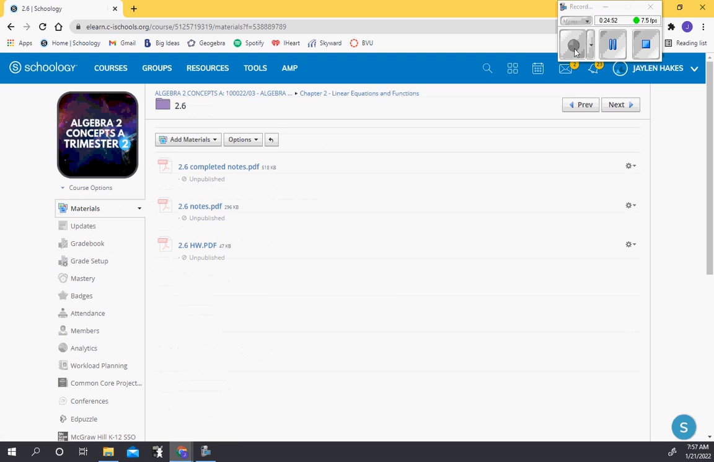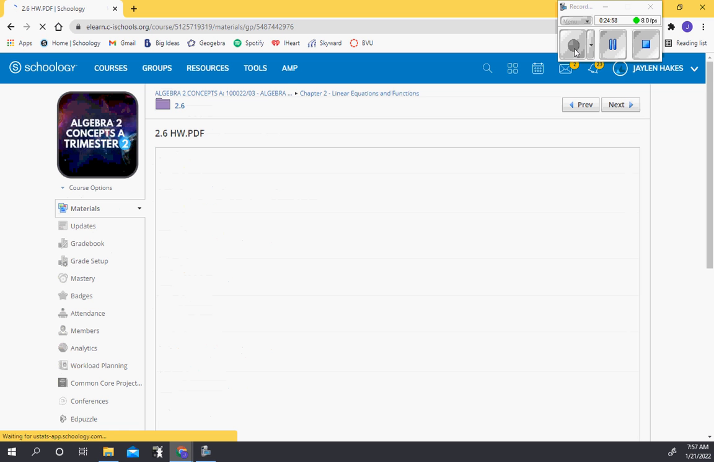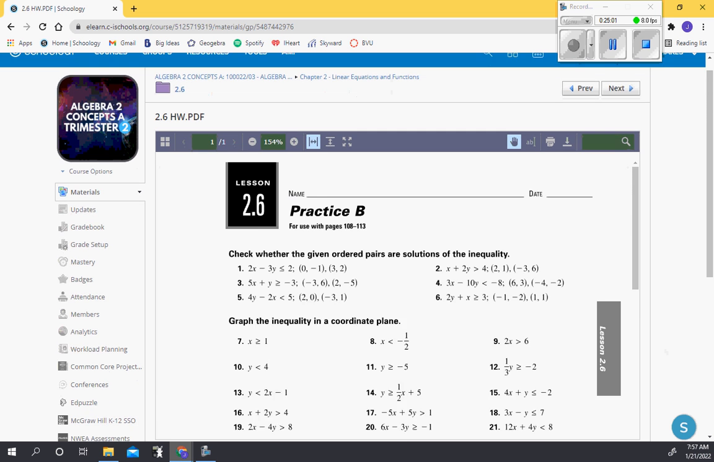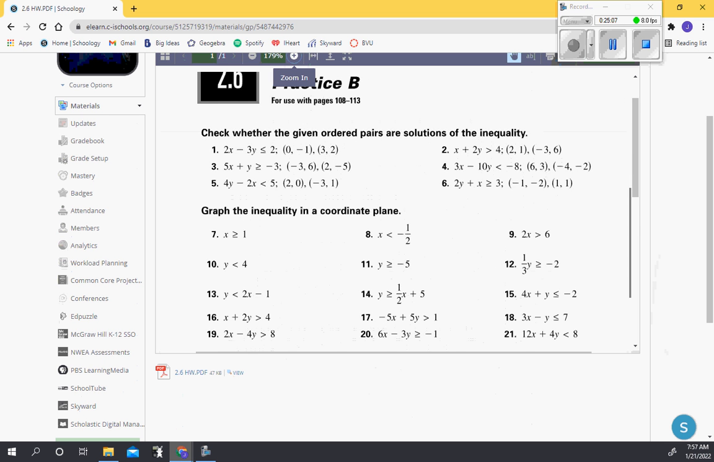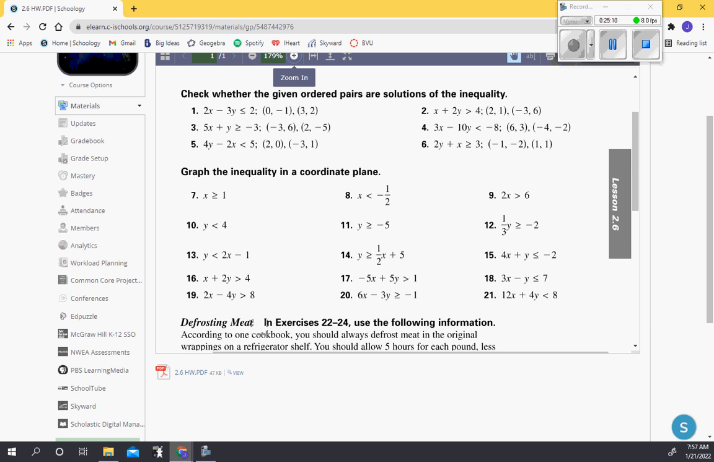Okay, I'll make sure this is published by the time class gets going. And then I'll zoom in a little bit here. So for numbers 1 and 2, you have to plug in x and y coordinates, see if the solution is true, and then 7 through 21, you have to graph. There is graph paper on the table in front if you need it. And then take the rest of the hour to work on homework. Thanks. You can pause this video too right now to keep this homework up.